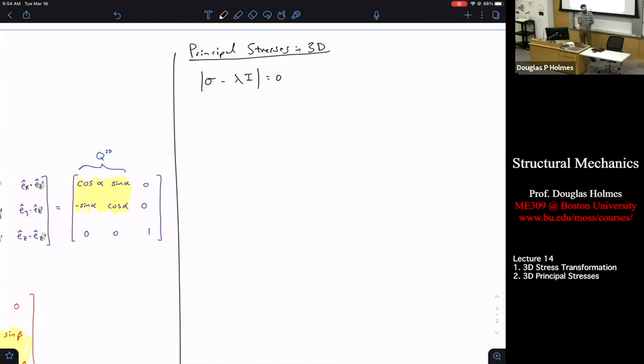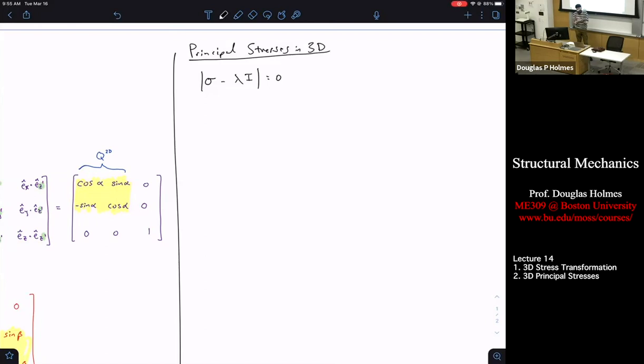3D is hard for two reasons. One, calculating the determinant by hand is a pain, as you've done before and remember. But two, you end up with a cubic polynomial equation. Lambda cubed minus invariant one times lambda squared plus invariant two times lambda minus invariant three equals zero. The cubic equation is solvable by hand. It's a huge pain, which is why you never learned it in high school when you learned the quadratic equation. But it is solvable.